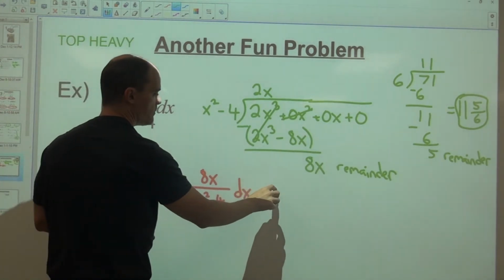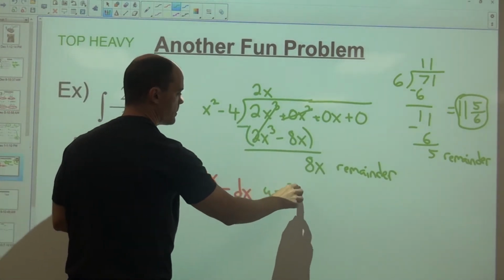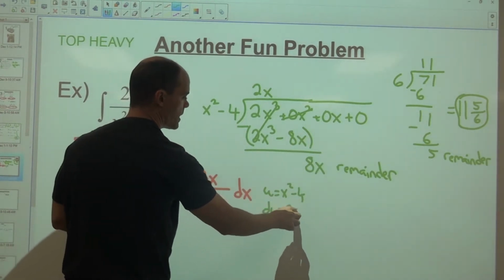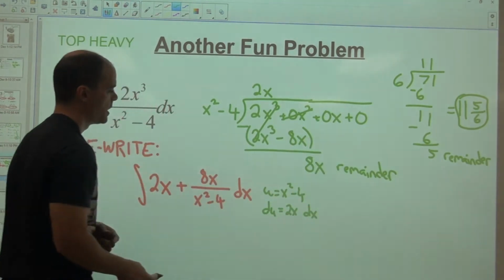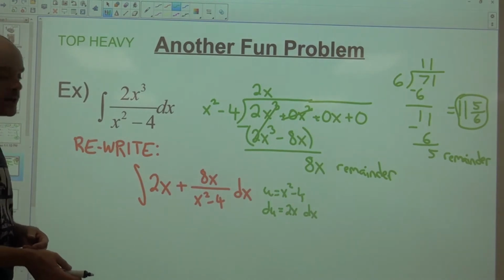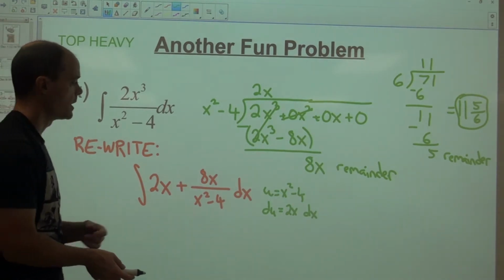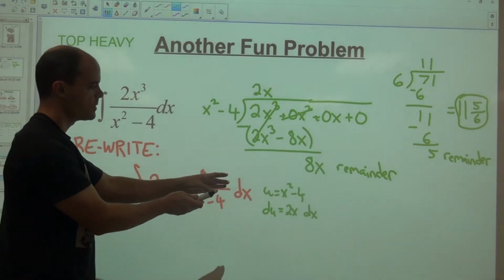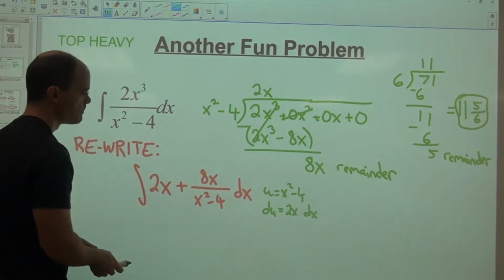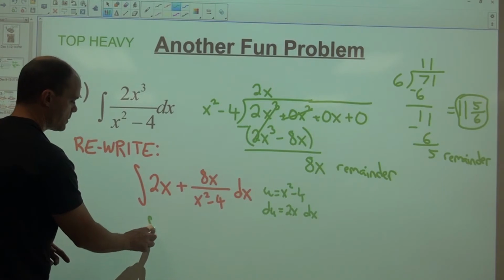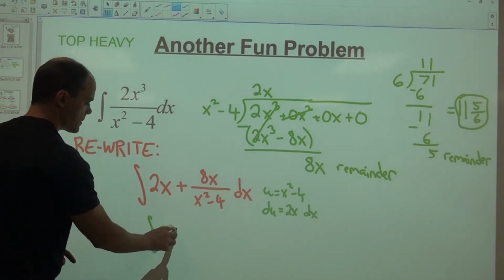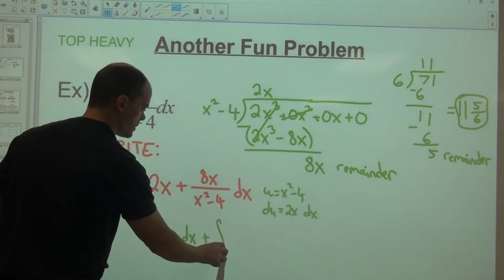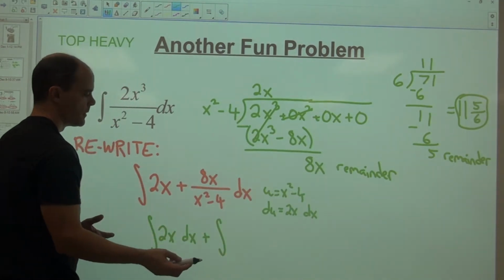So if I make u x squared minus 4, then du would be 2x dx. And what do you know? I don't need to use partial fractions here. It would work just fine, but this is so much simpler to do a u sub on this. So I'm going to treat this as two separate integrals. This is a very simple one. Plus, here, I'm just doing a u sub on this.